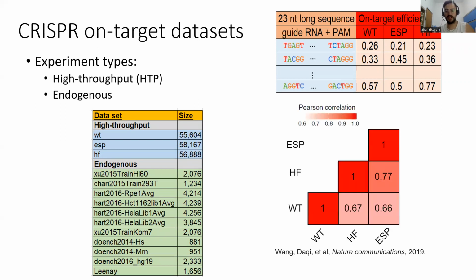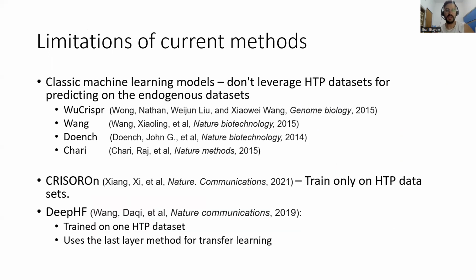One of the things that we noticed when we observed the high throughput datasets is that the percent correlation between the three enzymes is relatively high. And therefore, we wanted to combine all three datasets and use them to train the same model. There are some classic machine learning models such as XGBoost that aim to predict on the endogenous datasets, but those classical machine learning techniques don't leverage the high throughput datasets to perform better on the endogenous dataset prediction. And the current state-of-the-art model, named DeepHF, uses a transfer learning technique to pre-train on the high throughput data and then fine-tune the model to predict on the endogenous datasets.